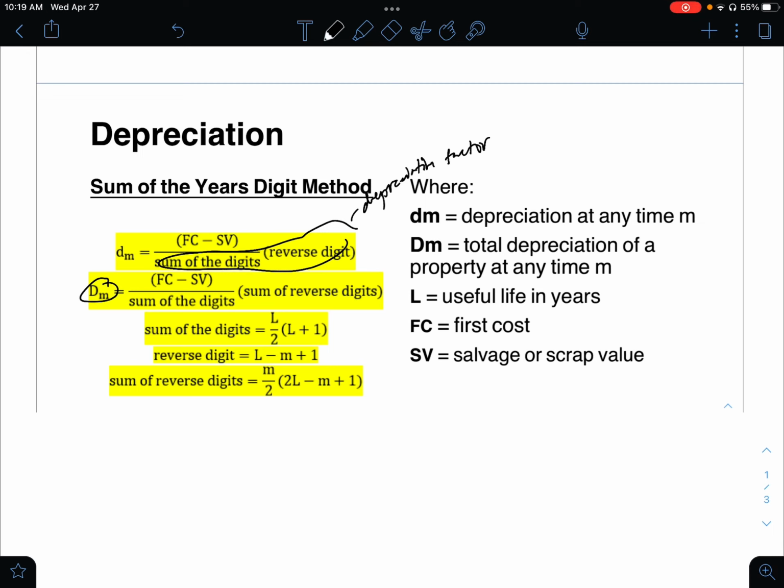The sum of the digits has the formula L over 2 times L plus 1, in which L again is the useful life in years. The reverse digit is the useful life in years minus the time, at any time M, plus 1. And the sum of reverse digits is just M over 2 times 2L minus M plus 1, as if multiplying by 2 then dividing by 2.